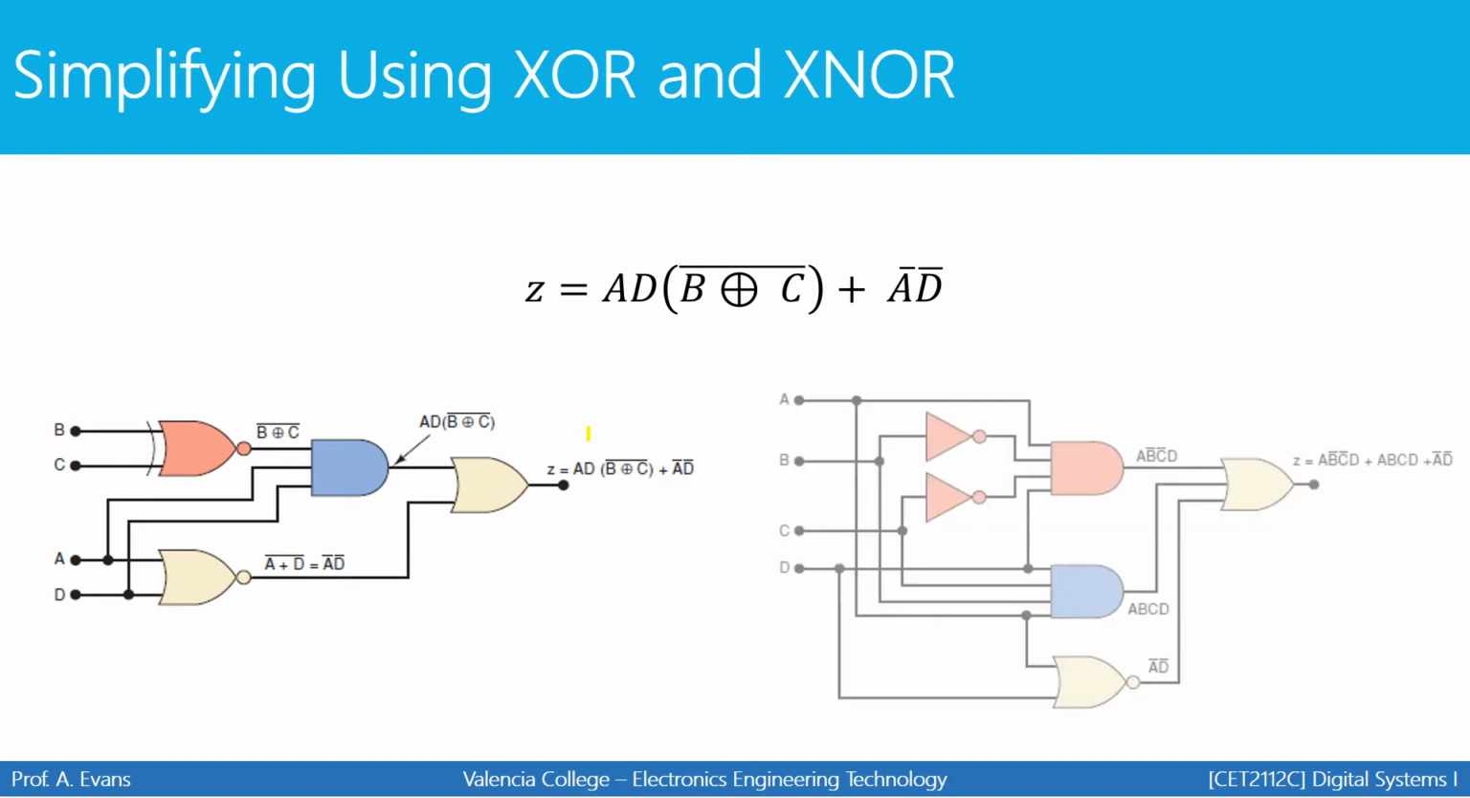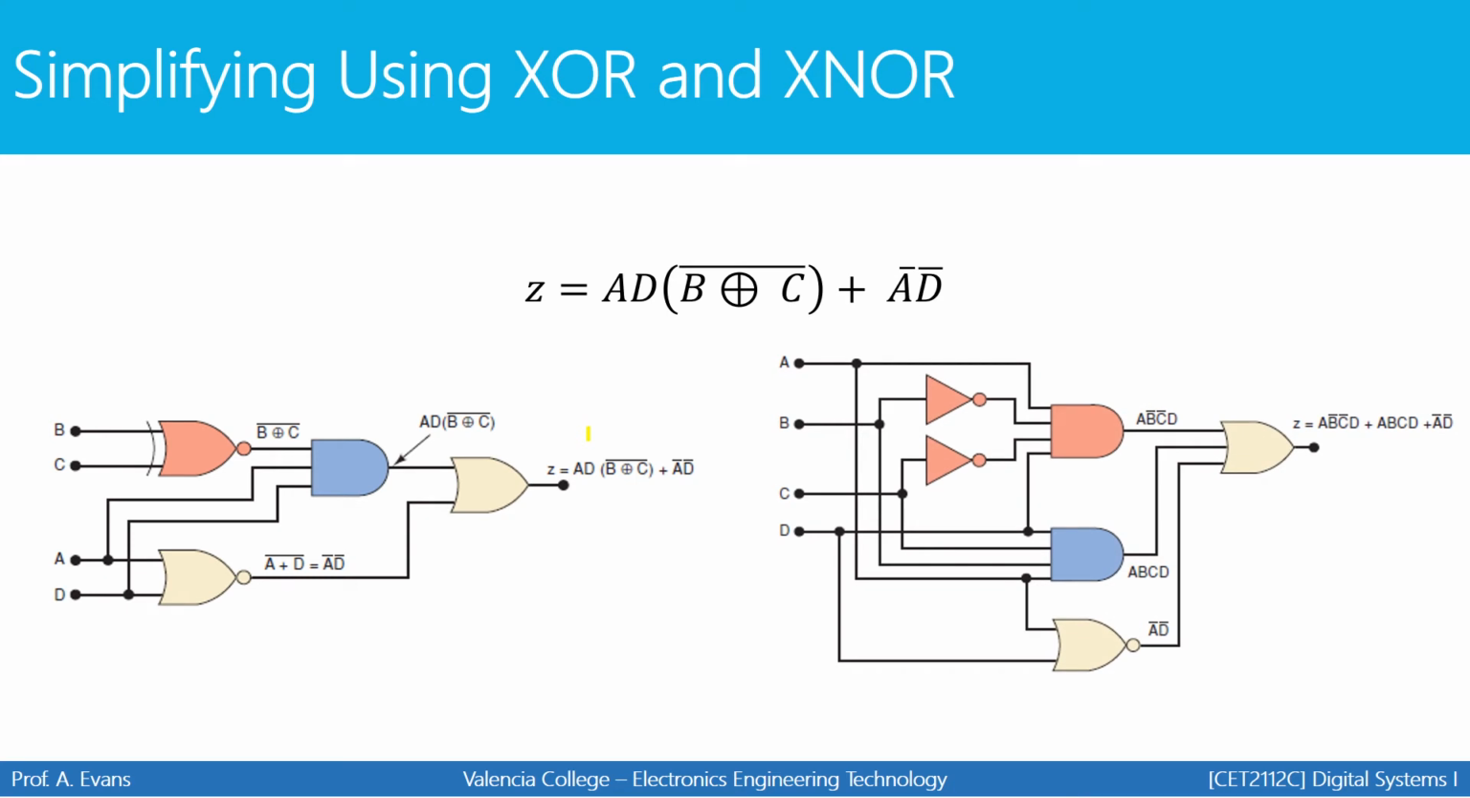Keep in mind, that's what we started with on the right. On the left is the simplified version. So we eliminated this AND gate and these two inverters and instead replaced them with one XNOR gate. So it's slightly simpler because it has fewer gates.